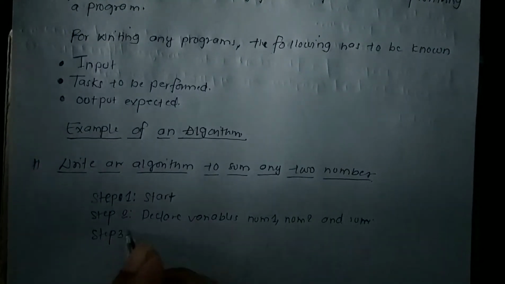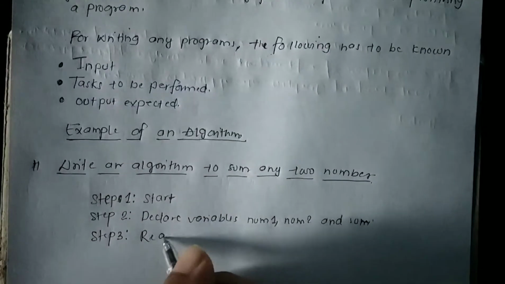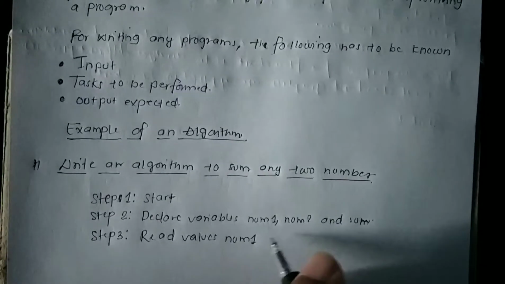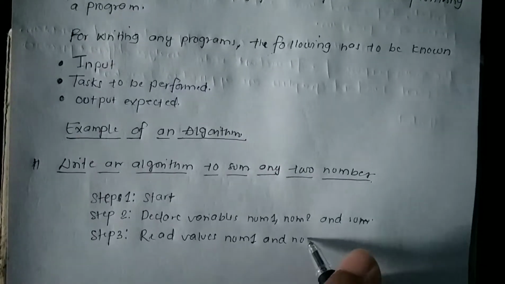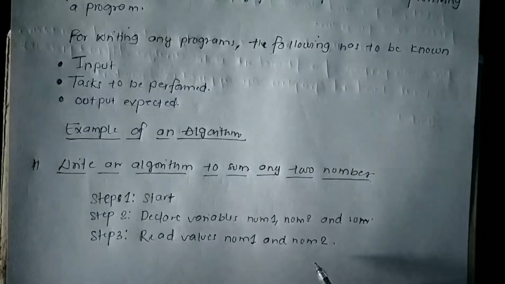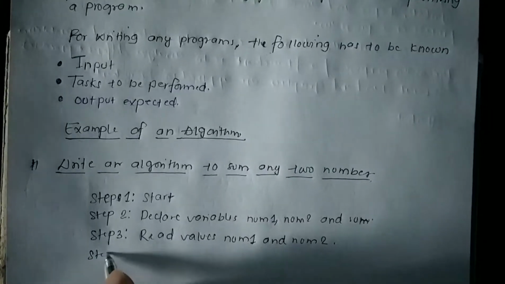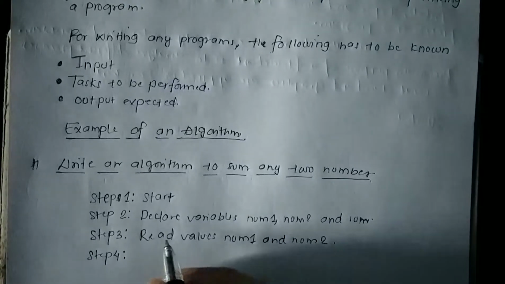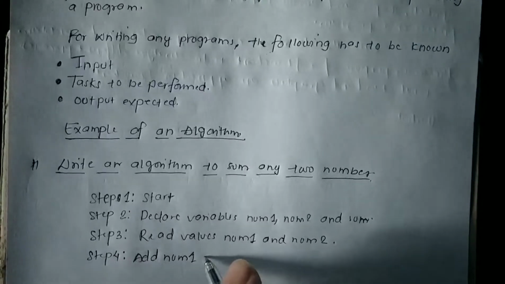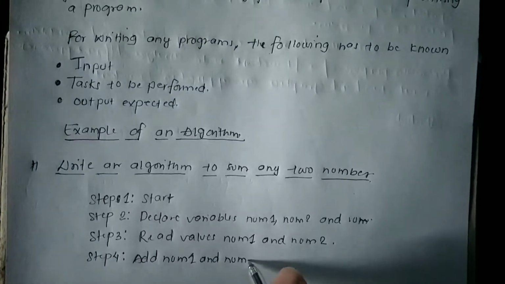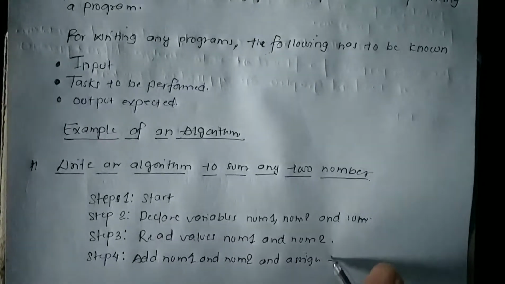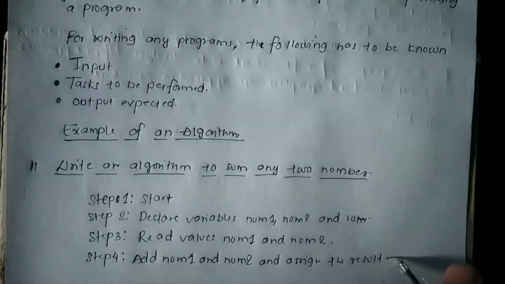Then step 3, read values number 1 and number 2. We can input the number 1 and number 2 value in step 3. Then next in step 4, we should apply the formula for adding two numbers. So add number 1 and number 2 and assign the result to sum.